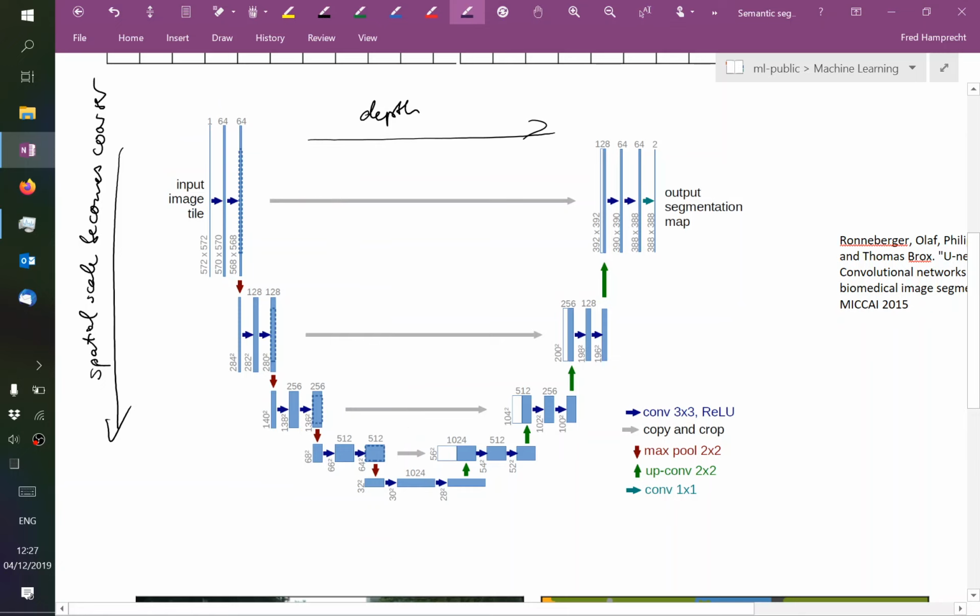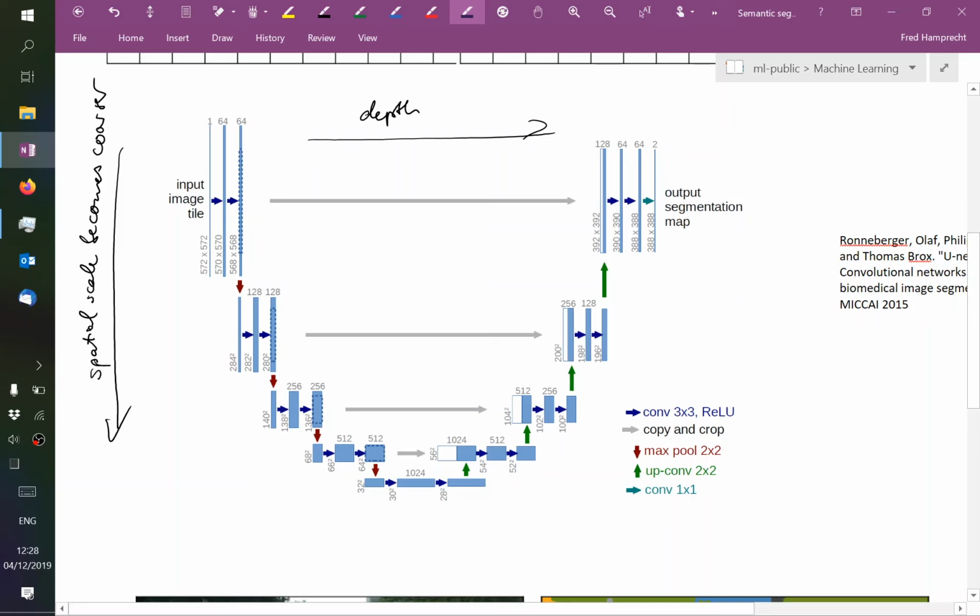So we start with an image with 1 channel, or 3 channels if it's an RGB image, and down there we already have images which at this point, so input was 570 by 570, and at this point we have 30 by 30, and then more than 1,000 channels.